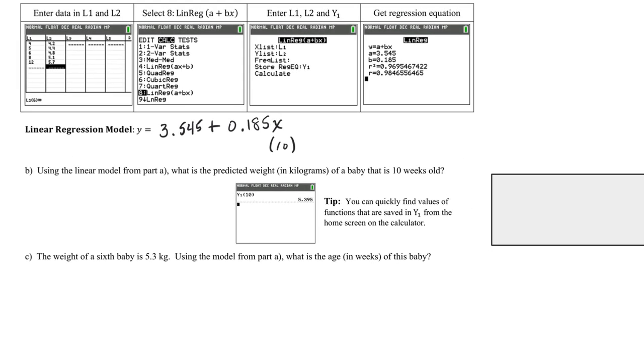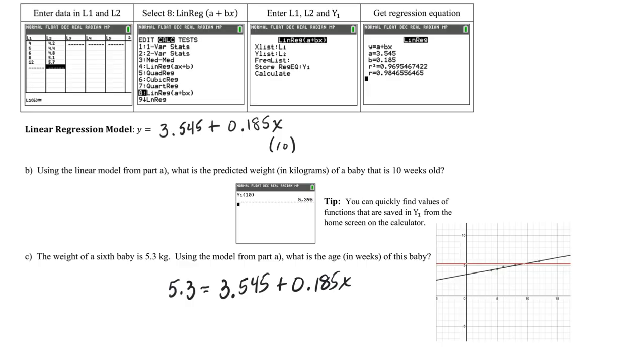Okay? And then C, the weight of a sixth baby is 5.3 kilograms. Using the model from part A, what is the age in weeks? So this is just, we're working backwards. So you got 5.3 for the weight, 3.545 plus 0.185. And then you work backwards to get the answer.